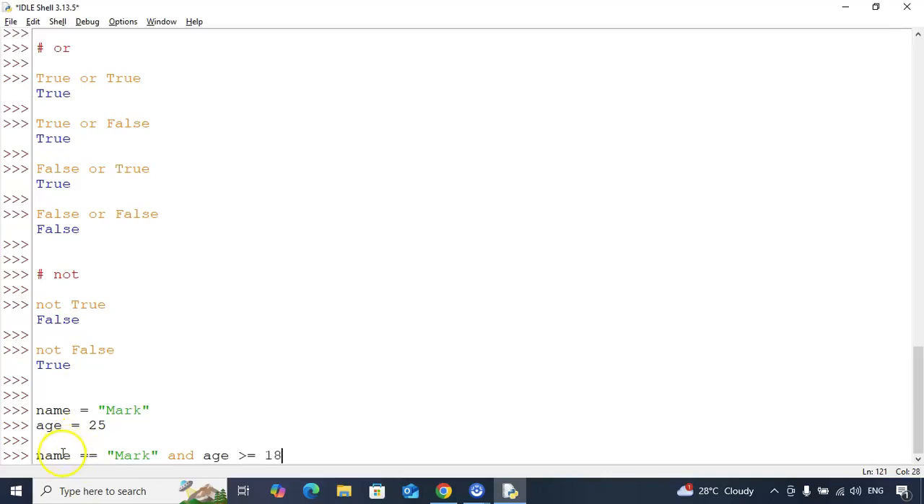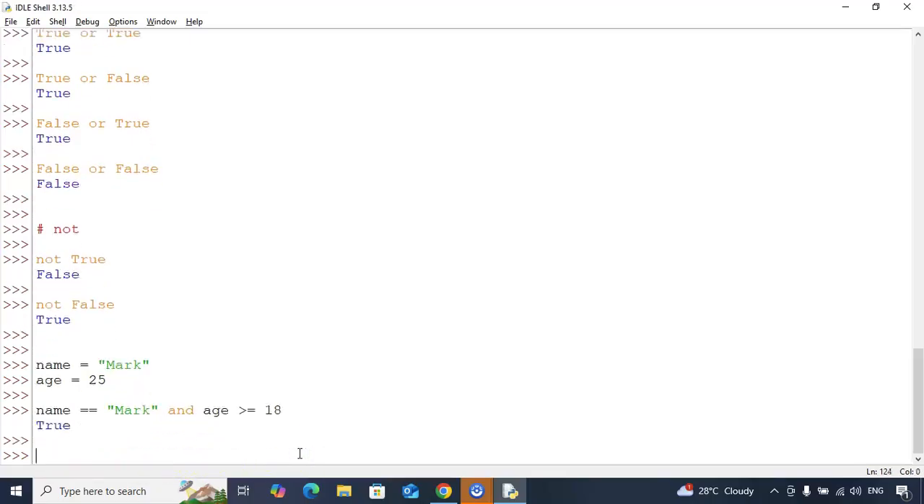So if you check the value of name, name is Mark. So Mark equal to Mark is true. Age is 25. Is it greater than or equal to 18? Yes, because 25 is greater than 18, so this will also be true. So this will give you true, this will give you true, and true and true we know is true. So how does it work? This is evaluated first, this is evaluated separately, and then true and true will be true.